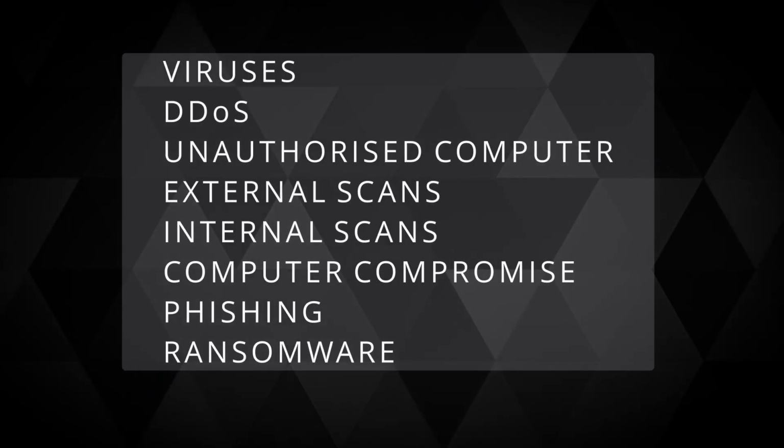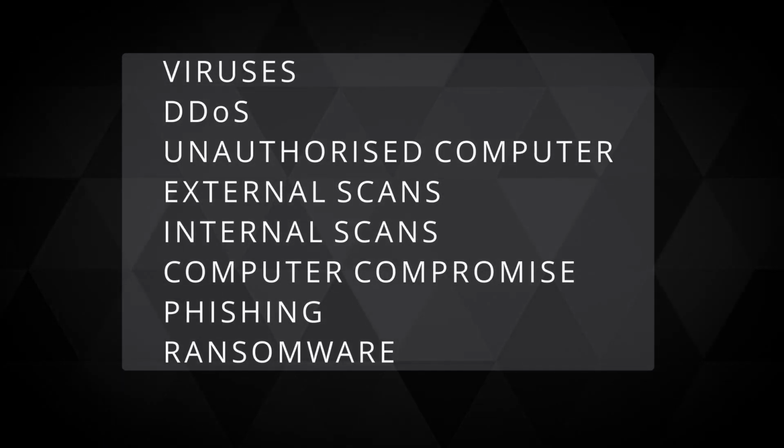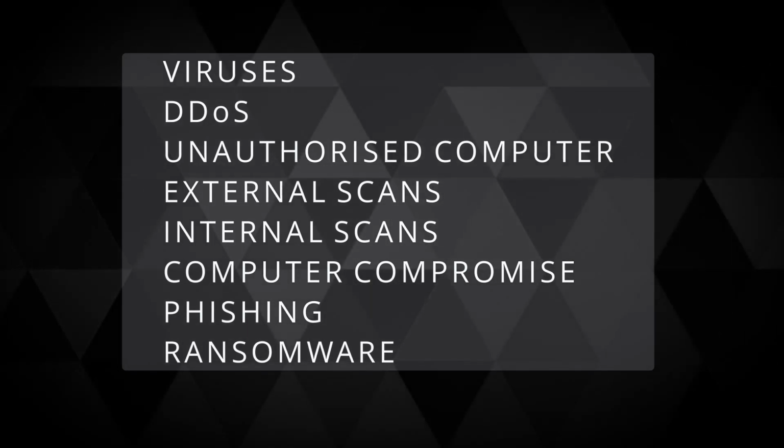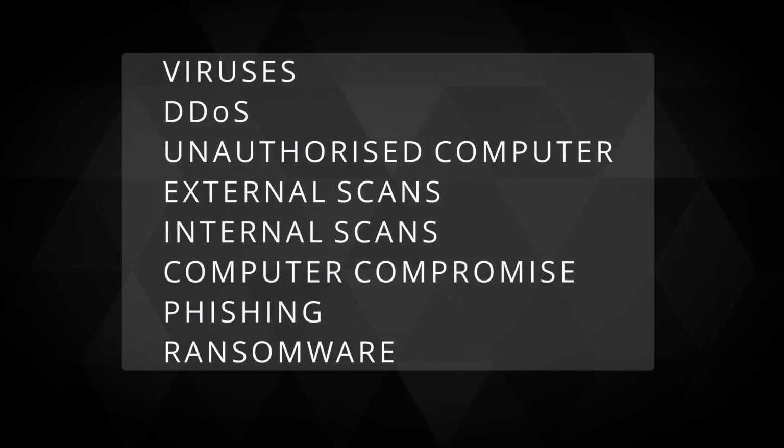STOic TTX comes with a list of core threats that we feel every organization needs to prepare for. And this list is backed up by NIST and the MITRE organization as the list of the top threats that every organization needs to prepare for. And this list is viruses, distributed denial of service attacks, unauthorized computer on the network, malicious external scanning, malicious internal scanning, computer compromise, phishing, and ransomware. And between these threats, these cover most of the general threats for any organization.